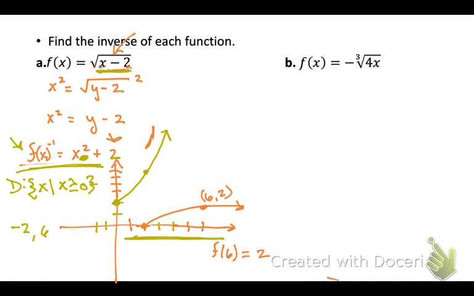Okay, so I have f of x equals negative the cube root of 4x. So what's the first thing I do? Cube it. Nope. Before that. Very first step. Inverse. Switch the y's and x. So x equals negative the cube root of 4y. Nope, I forgot my cube root, didn't I? So how do you get rid of a cube root? Cube it.